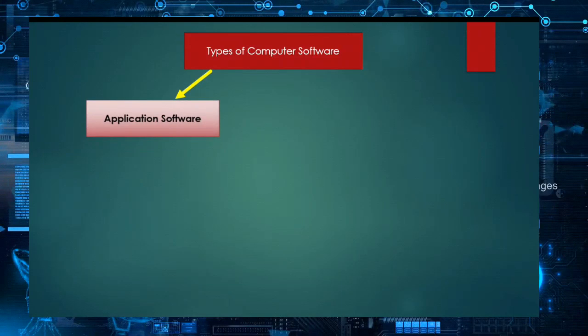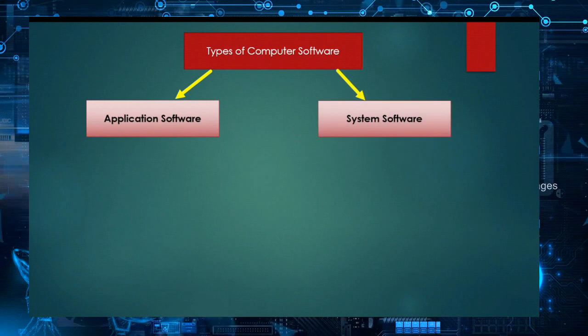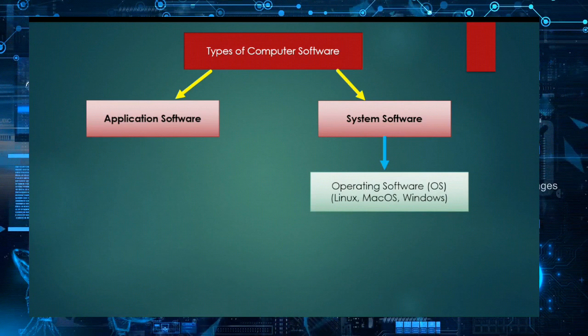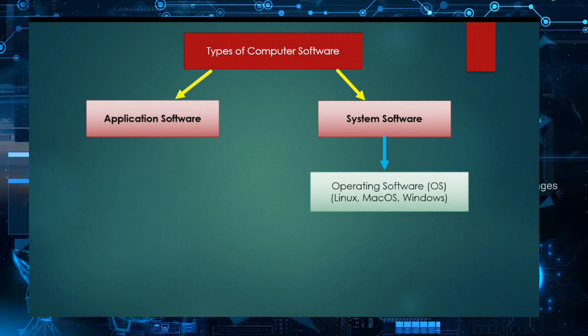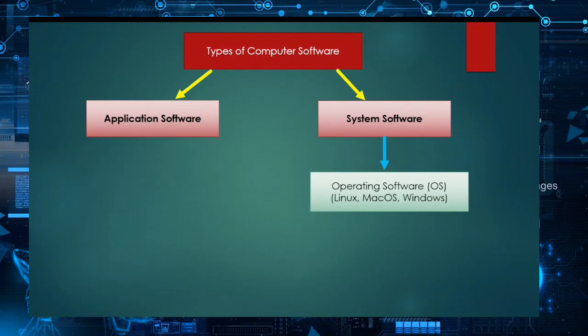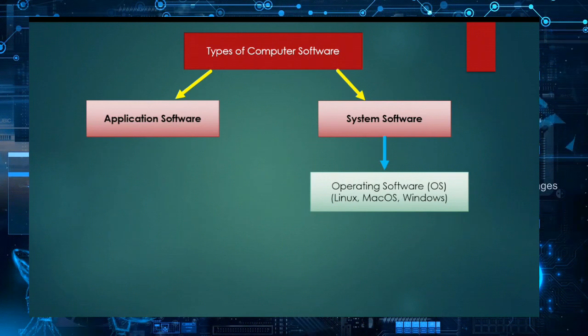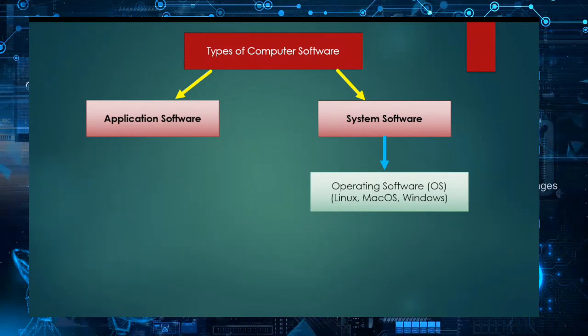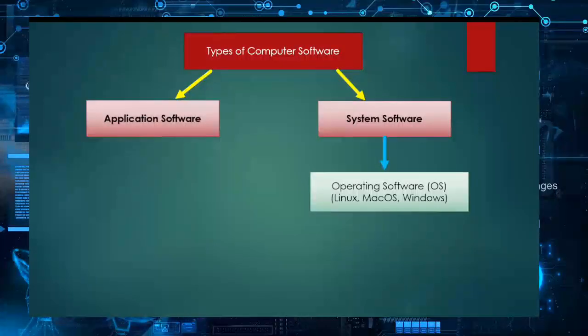Under the types of software, we have the application software, or app for short, which is software that performs specific tasks for an end user. And the system software. Under the system software, we have the operating system, and this type of software controls the way the computer hardware works together. It also manages the files and programs in the computer. These are examples of operating systems, or OS: Linux, Mac OS, and Windows.